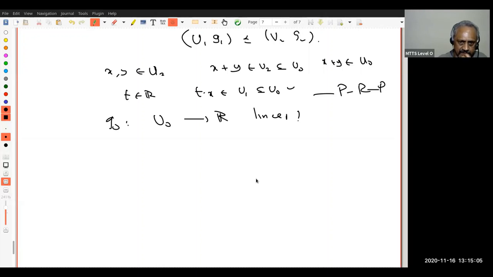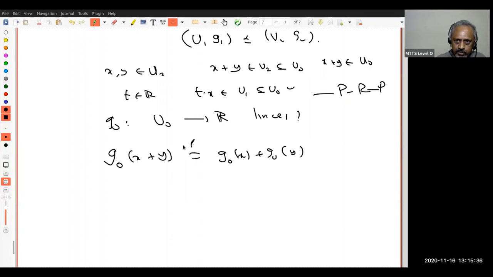That is again easy. We will keep the same notation. I want to prove whether g naught of x plus y is equal to g naught of x plus g naught of y, and similarly for t times x. Let us look at that. Keep the same notation, then x, y both belong to u2. Using the above notation, x belongs to u1 g1, y belongs to u2 g2, u1 g1 is less than or equal to u2 g2, therefore x and y both belong to u2. You understand? Therefore x plus y.